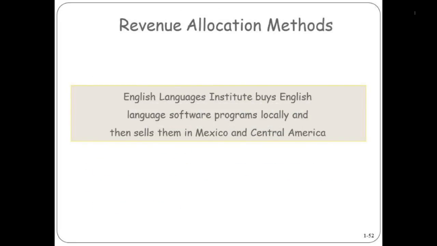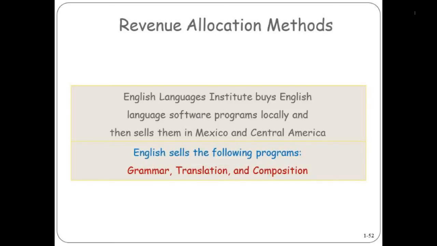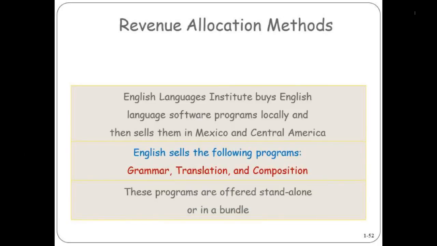Okay, English Language Institute. They sell English language products in Mexico and Central America. They have 3 products: grammar, translation, and composition that they sell. They try to bundle them. They do sell them standalone. There'll be a lot of numbers here. Focus on the concepts.